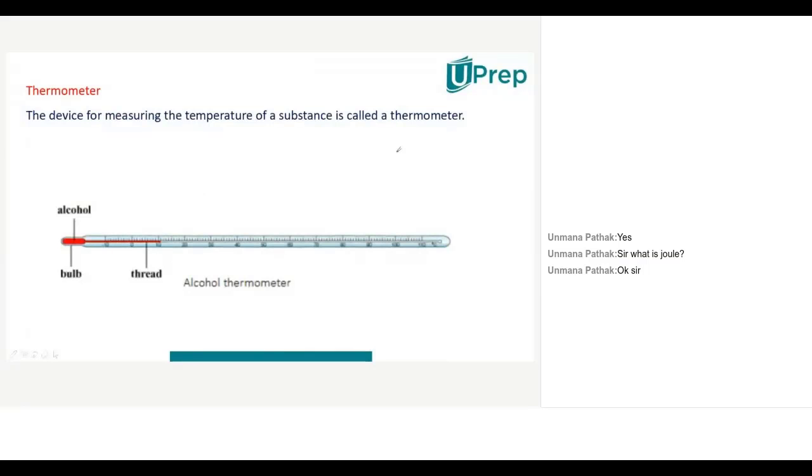See here, what will this device be? Alcohol thermometer. Different types of thermometers will be there, and I am going to explain them also. But first you have to understand that the device which is used to measure the temperature of a substance or an object will be called a thermometer. And here, whatever is there in your slide will be the alcohol thermometer.